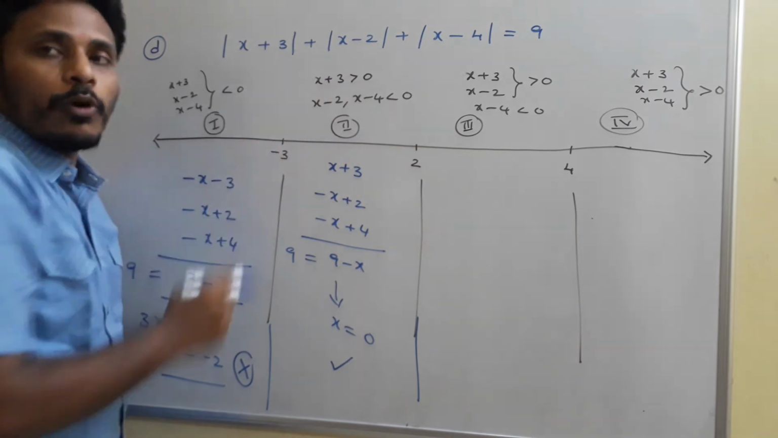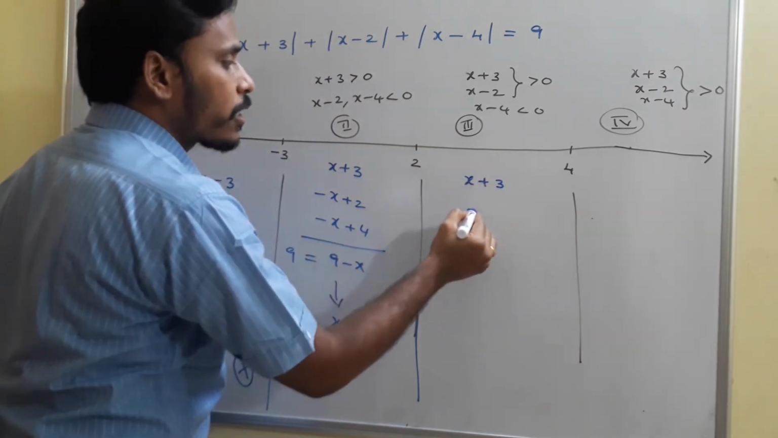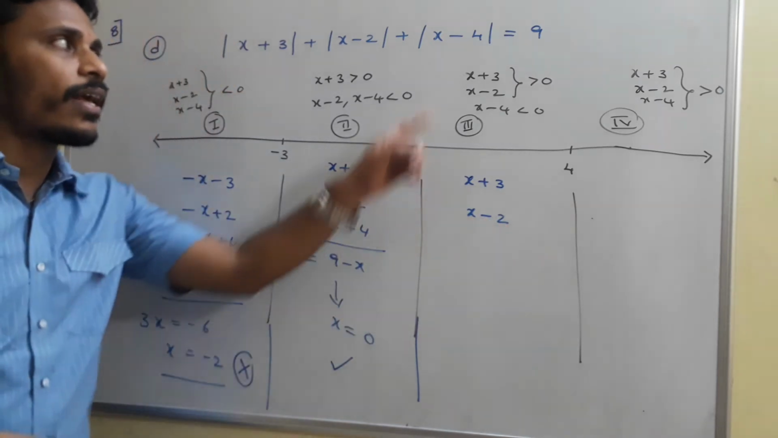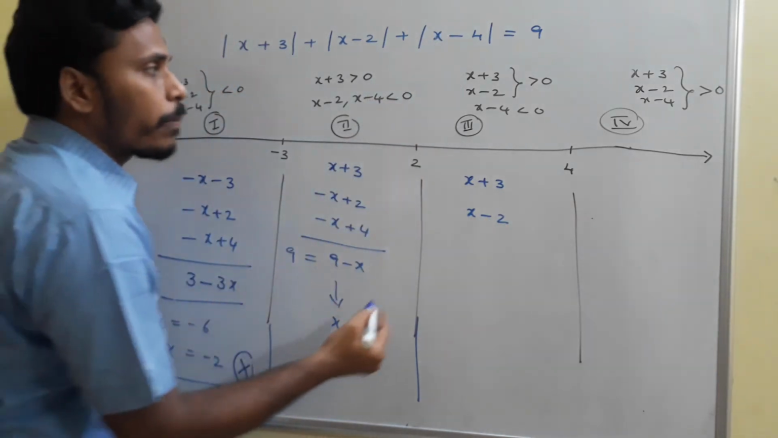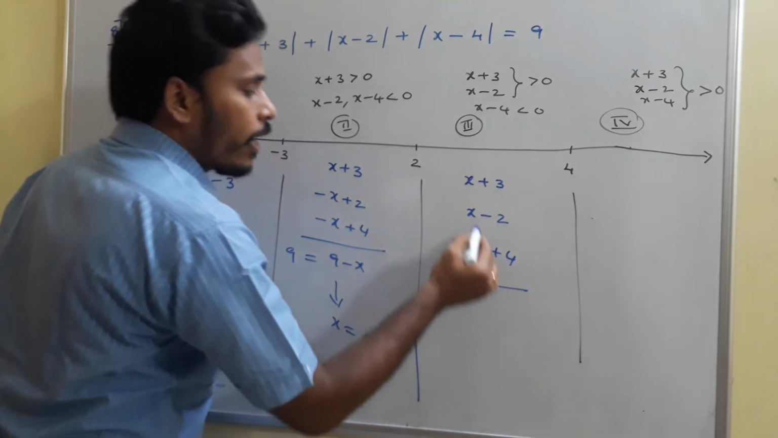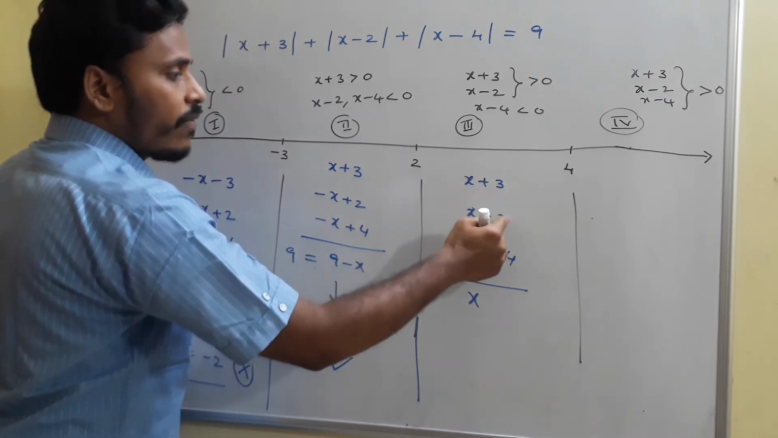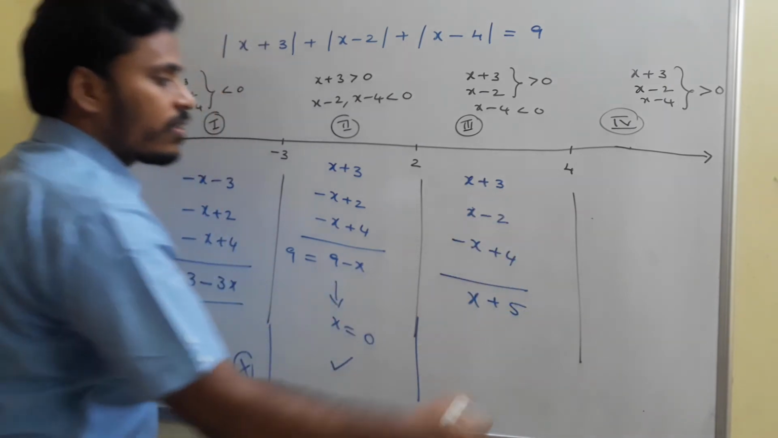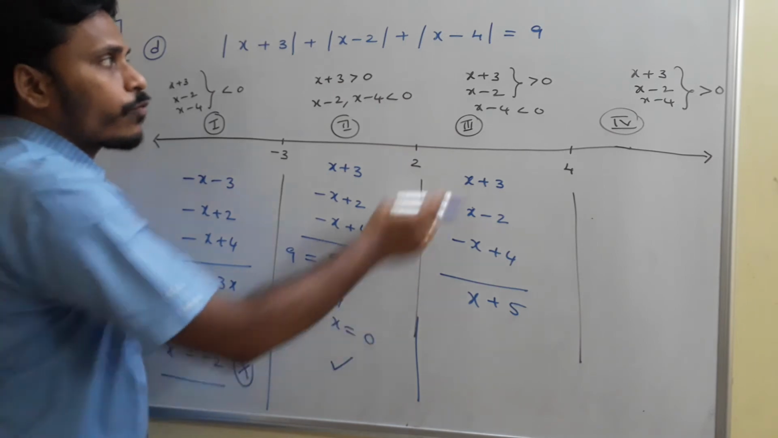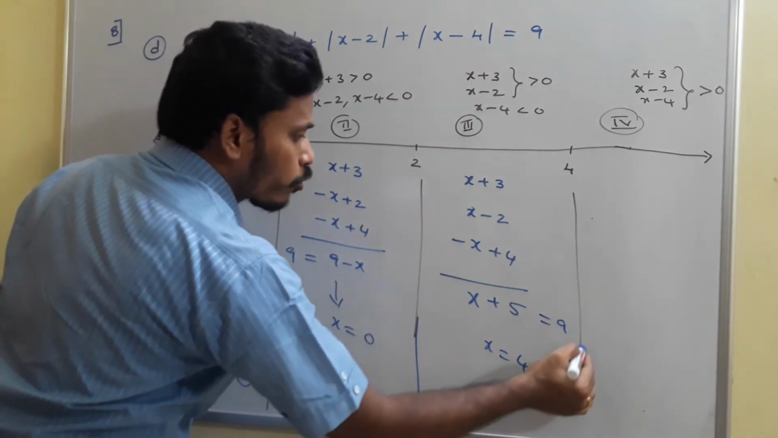Since the first two are positive, directly remove the modulus and simply write x plus 3 and x minus 2. Whereas the third one, x minus 4, is negative, so you multiply with a minus sign. This is minus x plus 4. Add everything, and x and x will get cancelled. 4 plus 3 is 7, minus 2 is 5. So this is x plus 5. But x plus 5 is given as 9, right? So x plus 5 is equal to 9 and x is equal to 4.